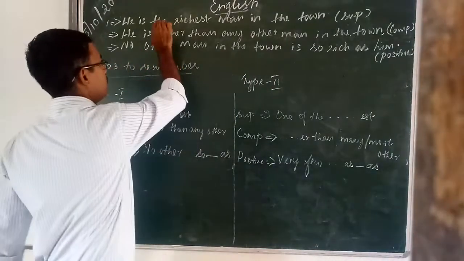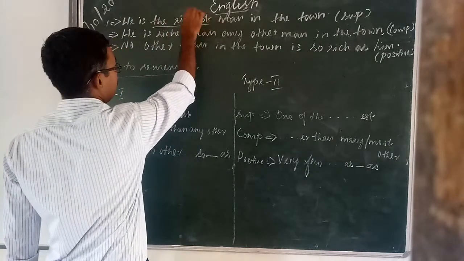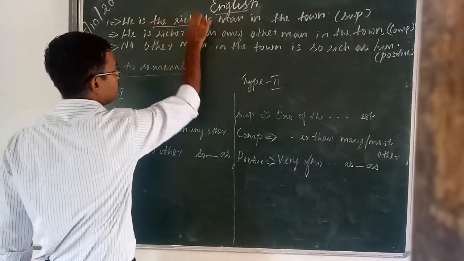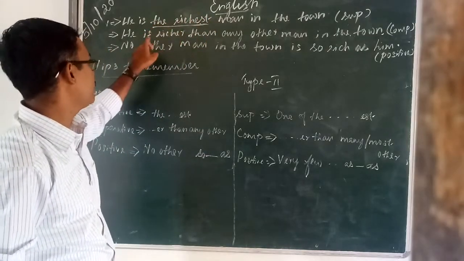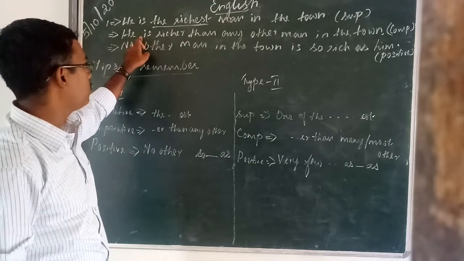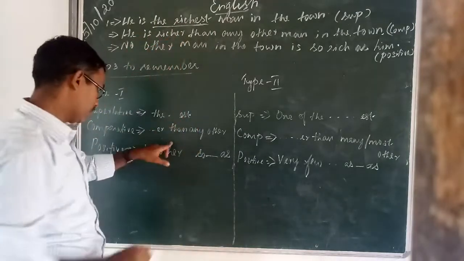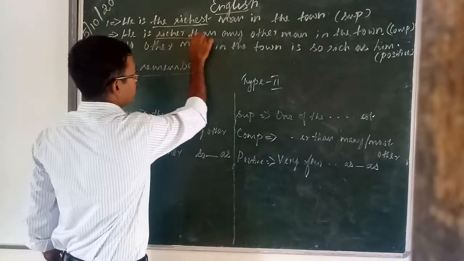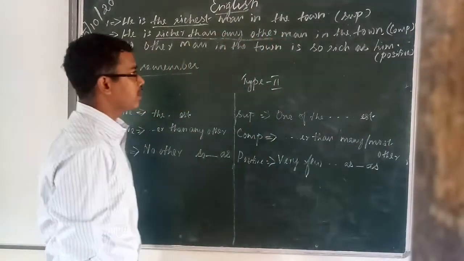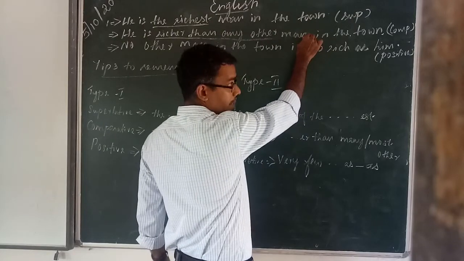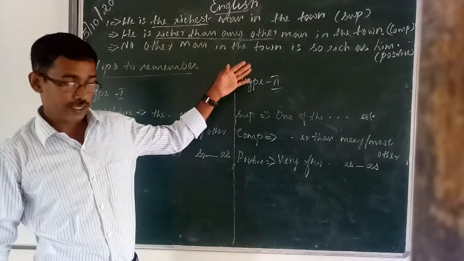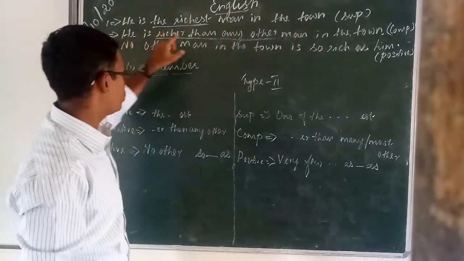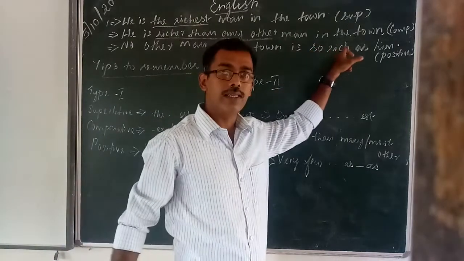Here, the superlative degree of the adjective is richest. You have to use the richest in the superlative degree. When you come to the comparative degree, it is richer, richer than any other man. This is important: any other man, not men. Because he is the only topmost person, you are using the singular subject. He is richer than any other man in the town.